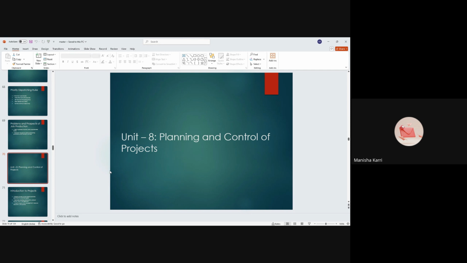Later, resource allocation, assigning the people, equipment or budgets where they are needed most, all these are resource allocations. Next, risk management, it's the last step in the planning process.